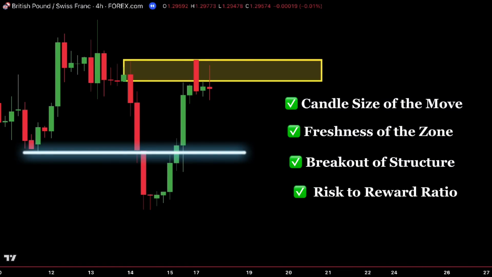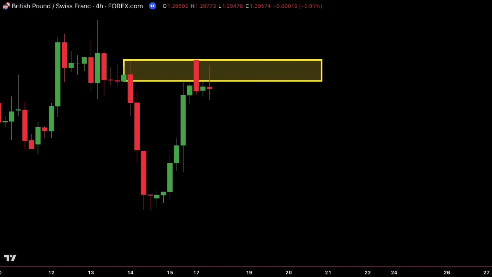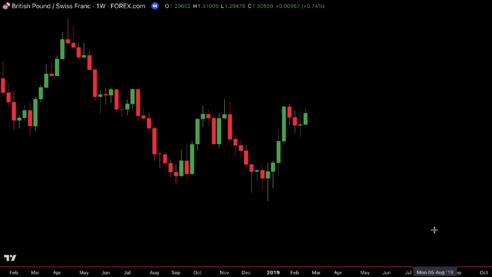Risk to reward ratio: the setup offers a solid 3-to-1 reward to risk ratio, making it appear like an ideal trade. But here's the crucial mistake many traders make. They fail to check the higher time frame. Now let's switch to the weekly chart and see what's really happening behind the scenes.